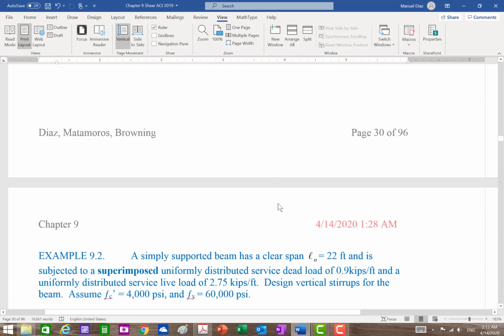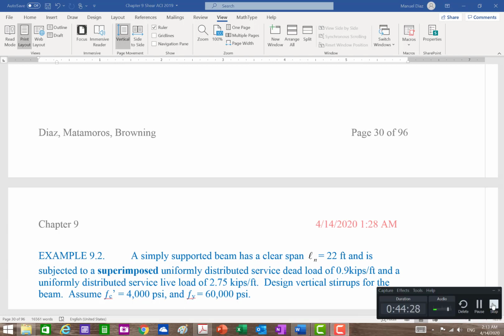Okay? So that's the basic design. That's the simplest you can have, the easiest design in shear. Okay? Anything else gets more complicated. Okay? So we're going to stop here so you can have time to digest this one, and then I'll do more examples.